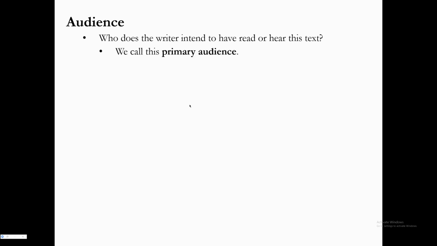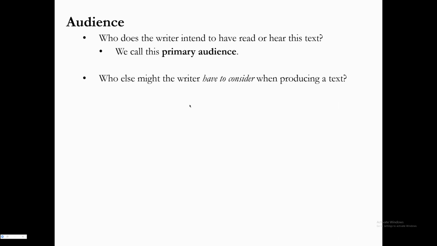The next piece here is audience. So, audience answers the question, who does the writer intend to read or hear or consume this text in some way? We will call the answer to that question in particular primary audience, right? Who does this author have in mind as the person who is going to most readily consume the text? Who is the first person they have in mind when it comes to the consumers of that text?